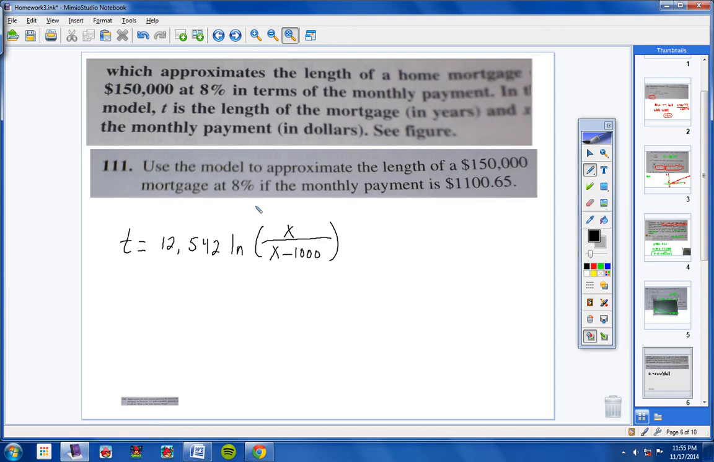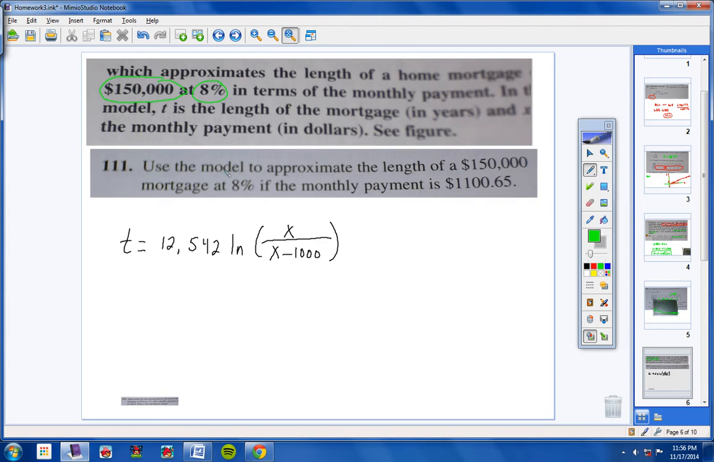Now, look what this model does for you. This model only works when you have a mortgage of $150,000, and the rate has to be 8%. So this formula only works when you have a mortgage of $150,000 and an interest rate of 8%, which is really high, by the way. Now T is the length of the mortgage in years, and X is the monthly payment in dollars.